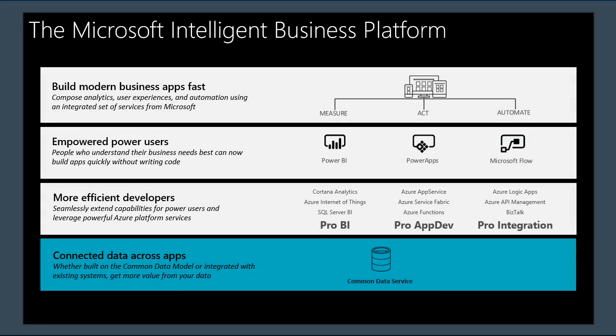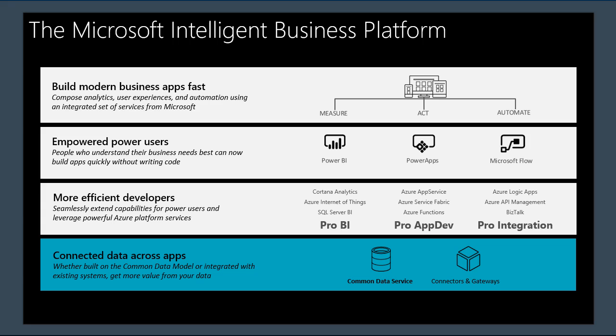So if we look at the Microsoft Intelligent Business Platform, at the top, the important things are that we want to enable folks to measure, act, and automate with this business platform. And we've outlined two groups of folks who would do that. One of them are the power users, and the other ones are the developers.